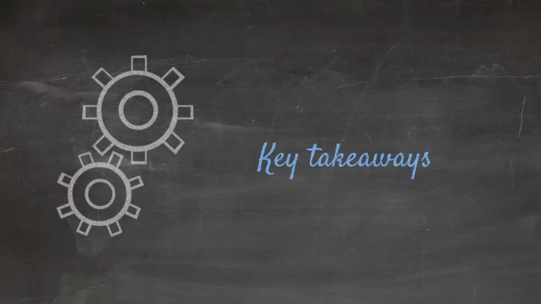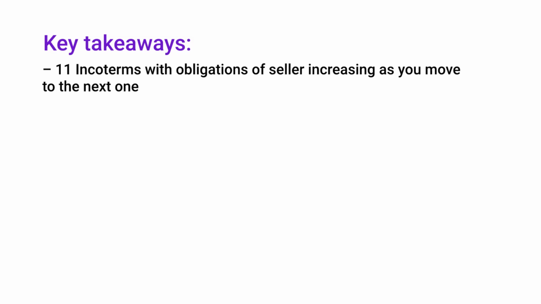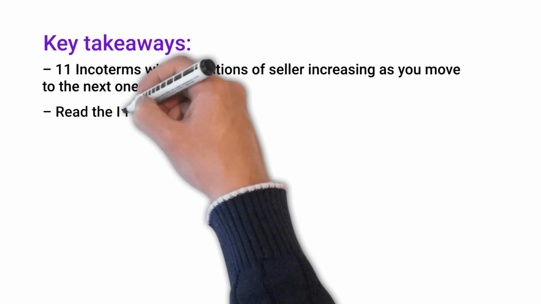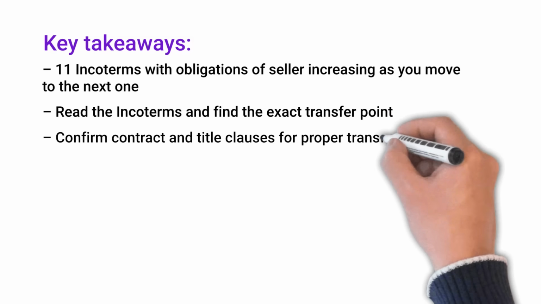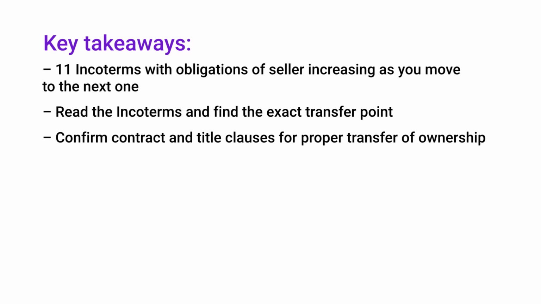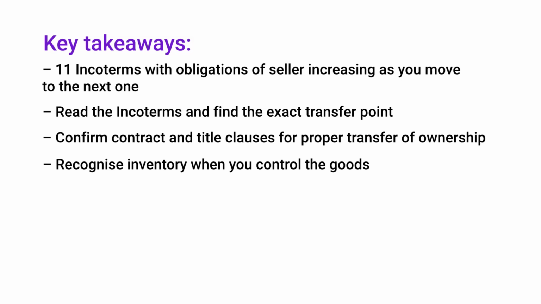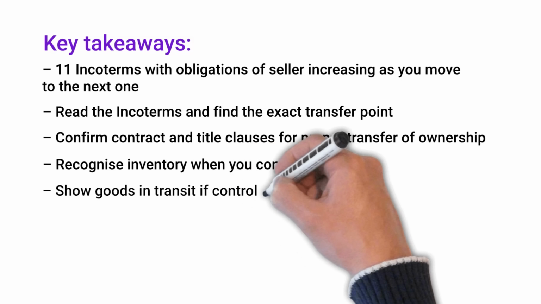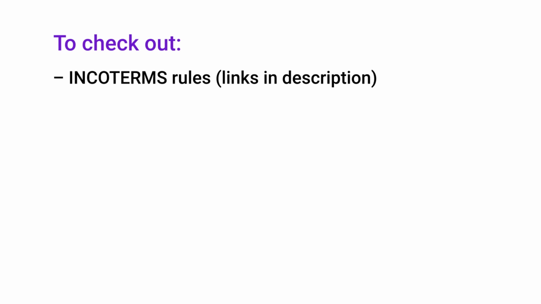Okay, we are through the Incoterms and let's summarize the lesson. There are 11 Incoterms with the obligations of the seller increasing as you move to the next one. Read the Incoterms and find the exact transfer point. Confirm the contract and the title clauses for the proper definition of the transfer of control and ownership. Recognize inventory when you control the goods. Show goods in transit if control passed, even if they have not arrived yet. So that is briefly, or not really very briefly, how Incoterms guide inventory recognition and derecognition.